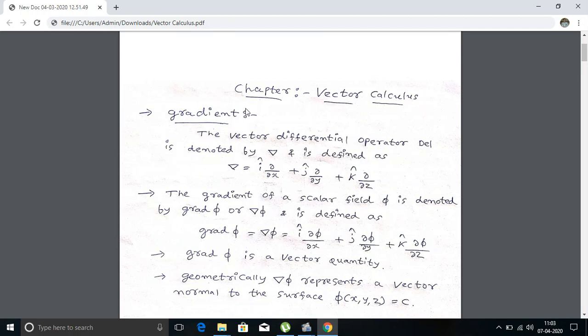Hello students, today we will discuss a new chapter of the MSc 2 syllabus, that is vector calculus. In that chapter, the first topic is gradient.